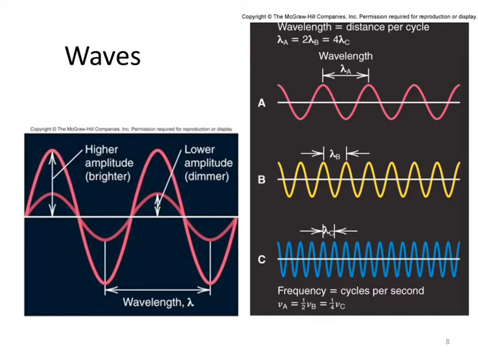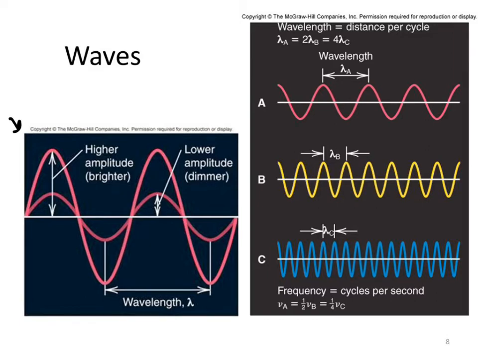If you look at this picture on the left, it talks about amplitude. Amplitude is how high a wave is. The higher the amplitude, the brighter the light that comes out. The lower the amplitude, the dimmer the light. So if you look at the amplitude on those, you can see that the taller one is a little bit brighter pink and the shorter one is a little bit duller pink.